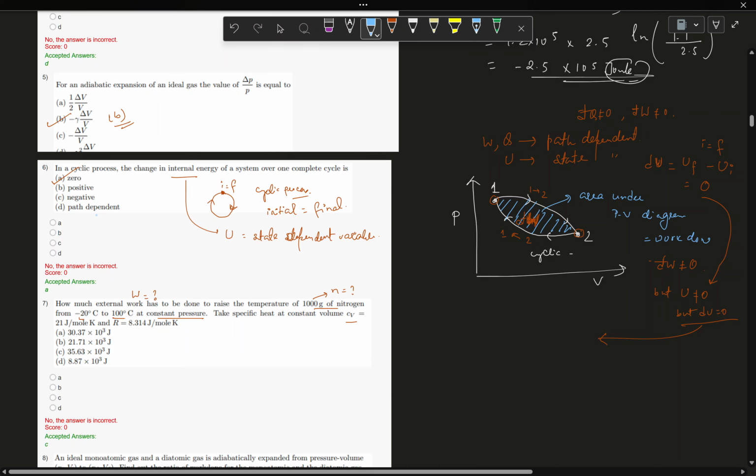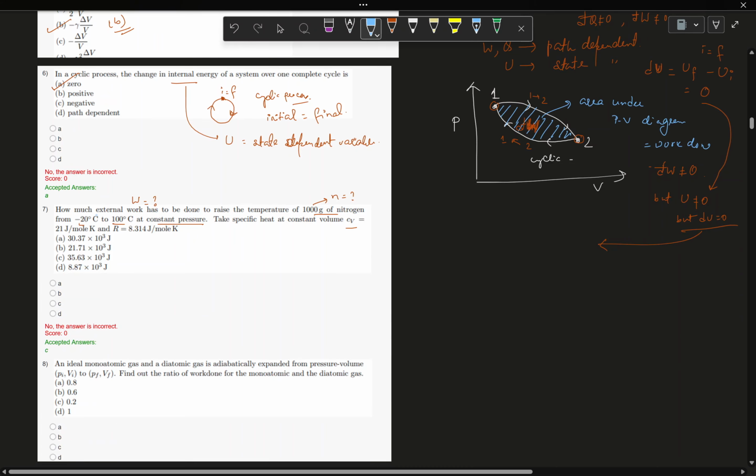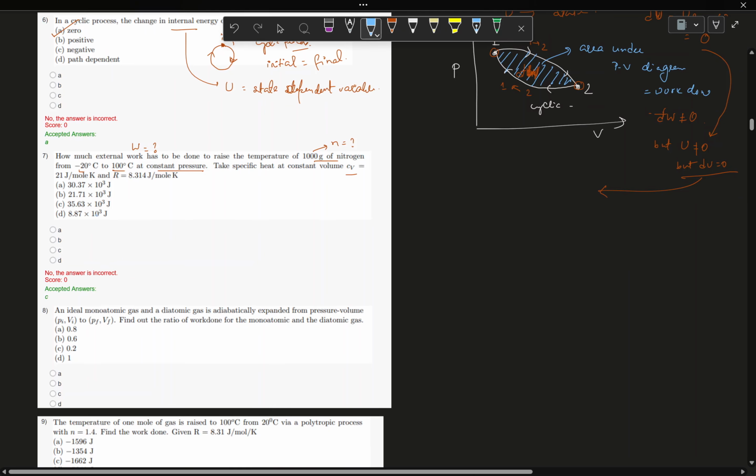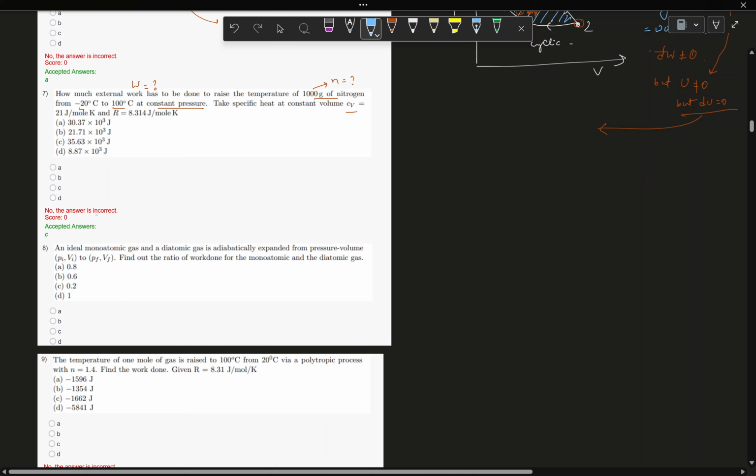Now question number 5 we have already done. This is common in the earlier assignment. Same with 6. This is also common. And question number 7 is not common but of the same type. So let me solve that quickly also.